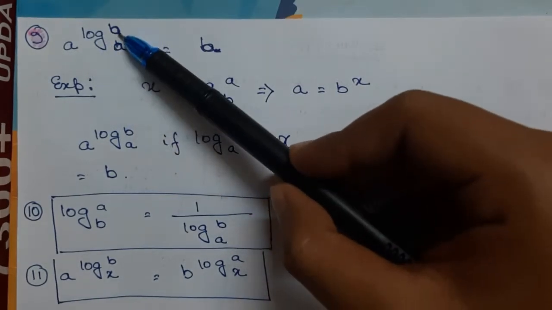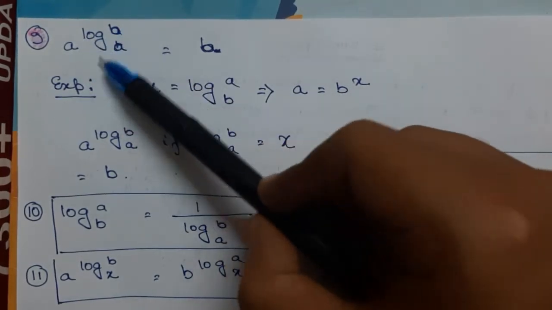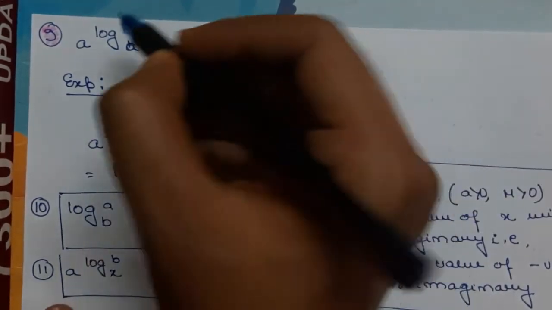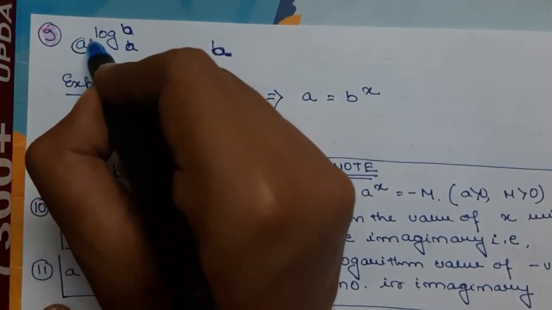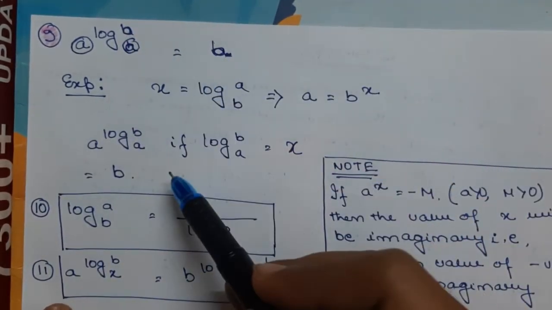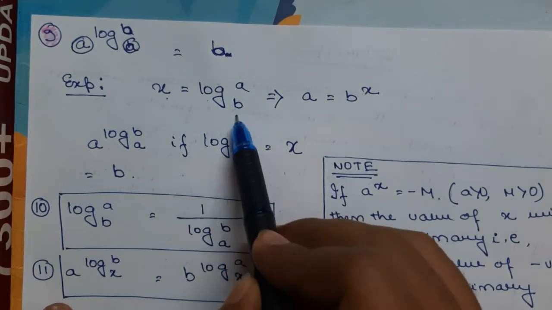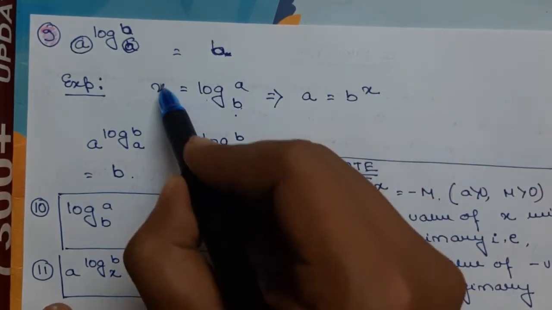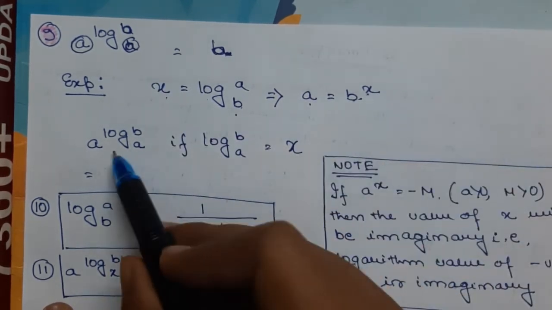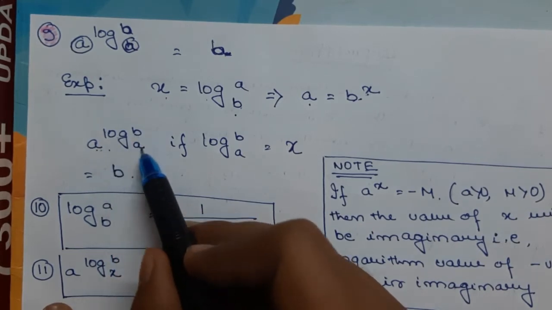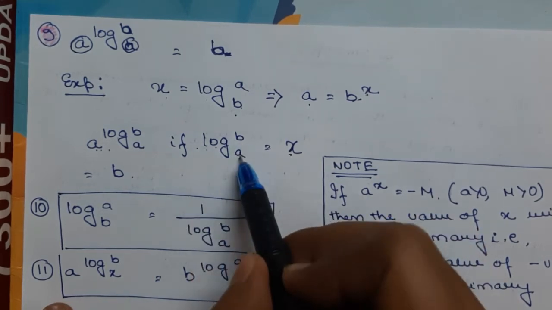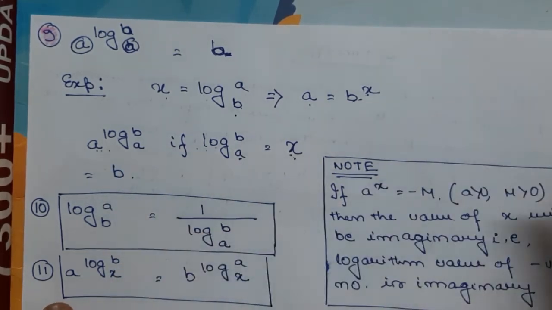a to the power log b to the base a. Here it is a to the power, and you can see that this power and this base are the same, so it will give the result b. Why? See, if x is equal to log b to the base a, then pushing this side it becomes a to the power x equal to b. Similarly, if we take a to the power log b to the base a, and log b to the base a is x, then it will result in b.